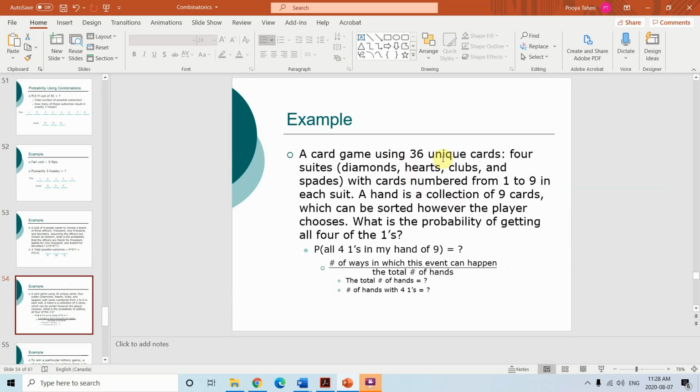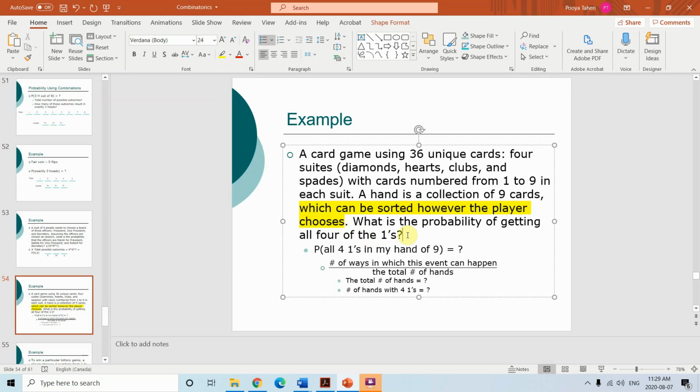A card game using 36 unique cards, 4 suits, with cards numbered from 1 to 9 in each suit. A hand is a collection of 9 cards which can be sorted however the player wants. So this is going to become a combination problem. What is the probability of getting all 4 of the ones in your hand?